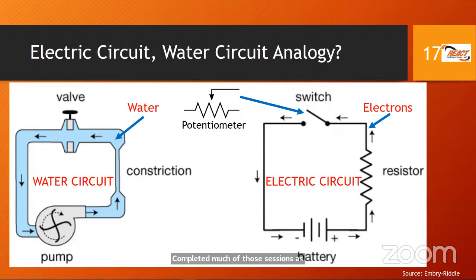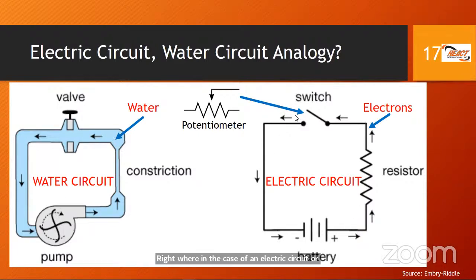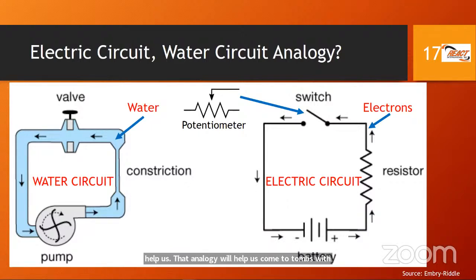All right, so just a reminder, the fact that we are using a water circuit analogy, right, when we talk about electricity, where in the case of an electric circuit or schematic, it's current that flows, the electrons that flow, and in the case of a water circuit, that current is water that is flowing, right? Just keep that in the back of our mind anytime we are talking about calculations and circuits. Think of what is flowing in there, and maybe that will help us. That analogy will help us a little bit come to terms with the electronics that we're dealing with. All right.